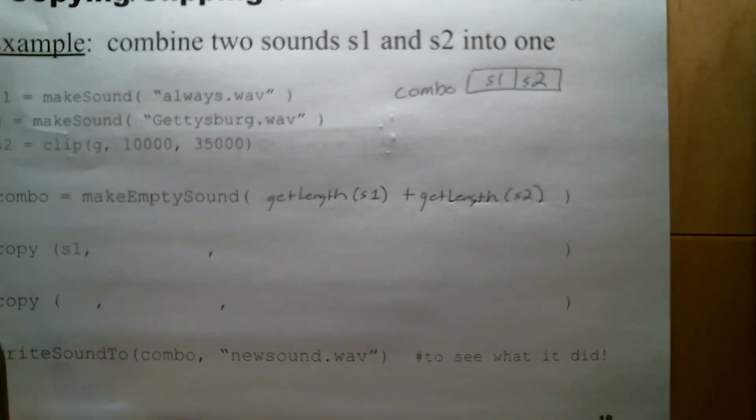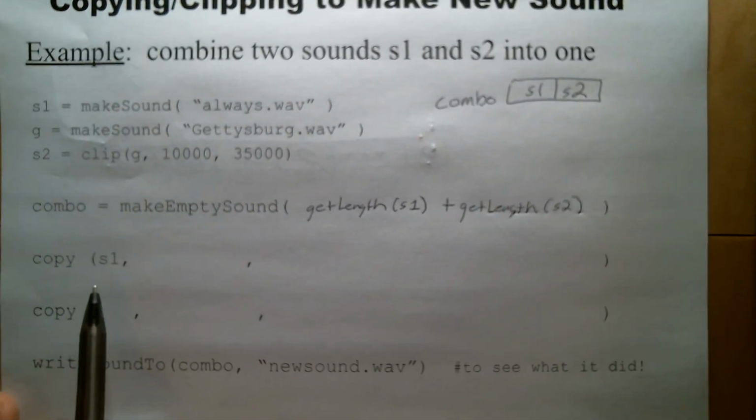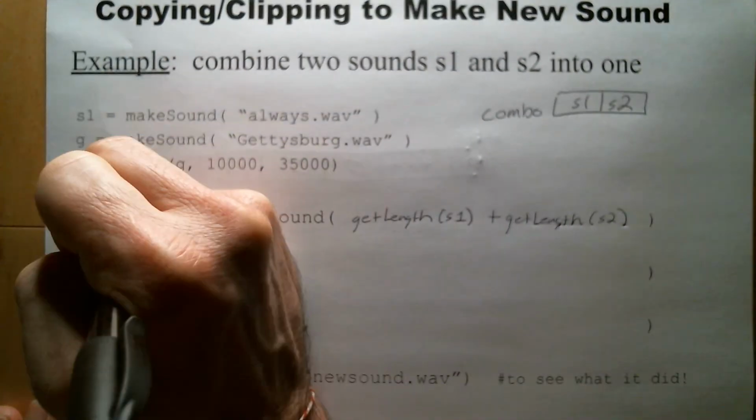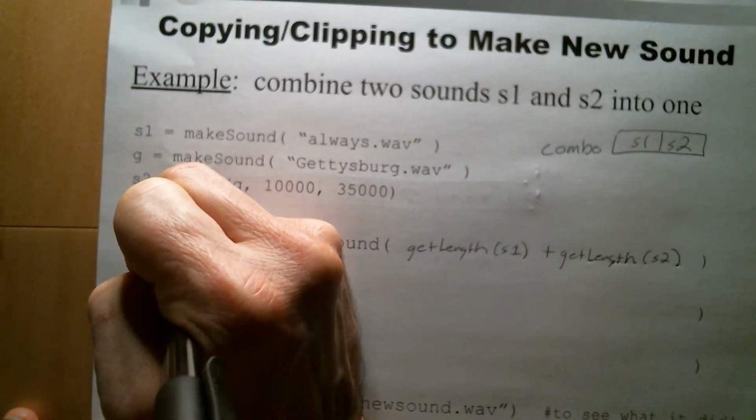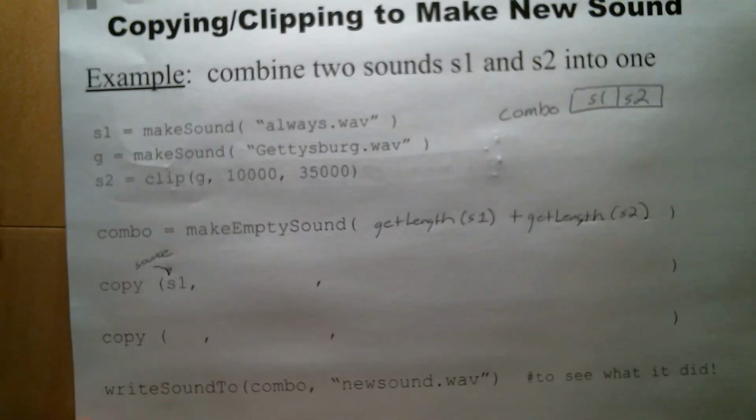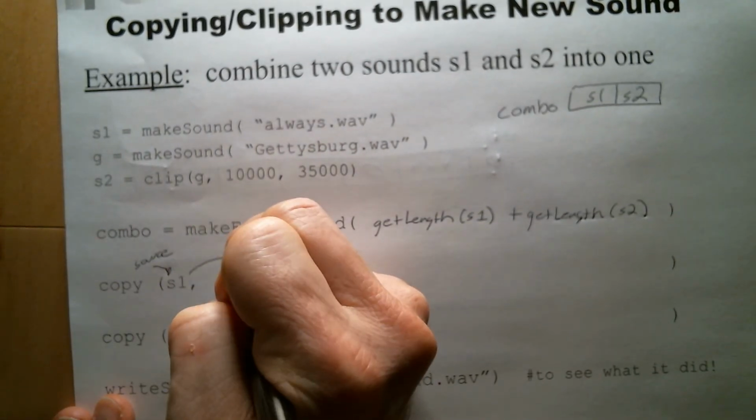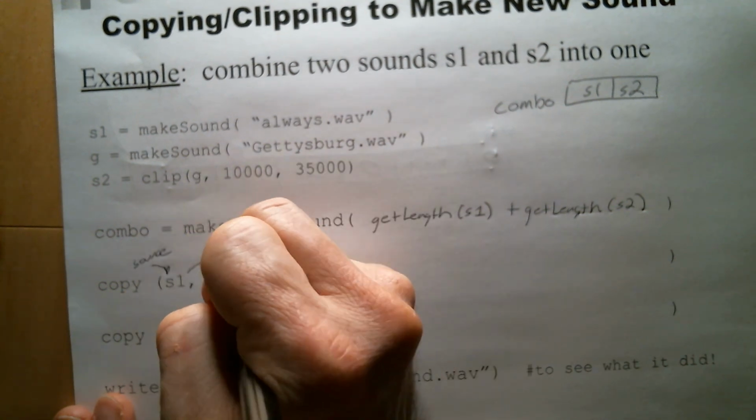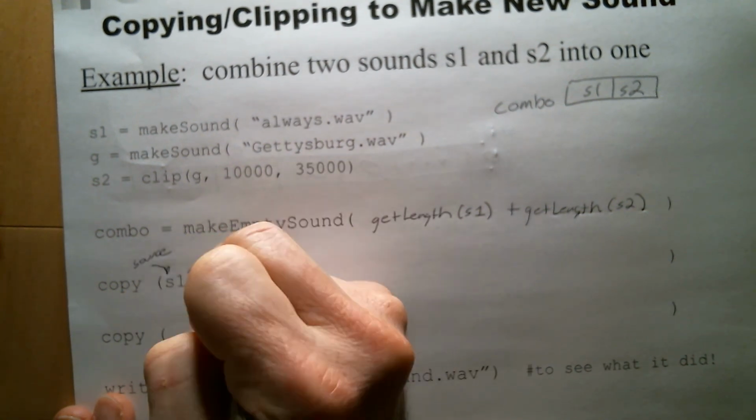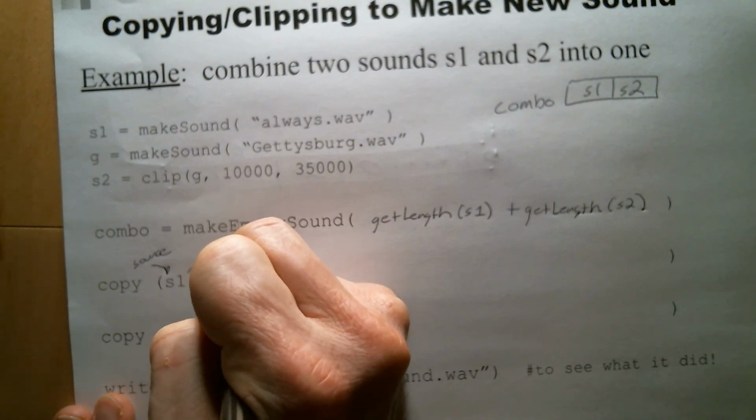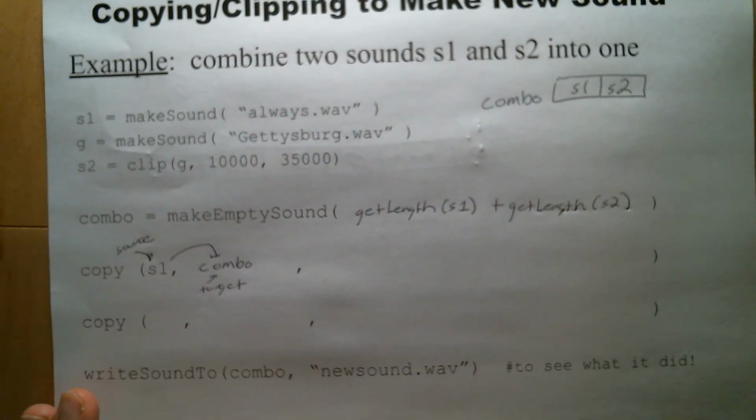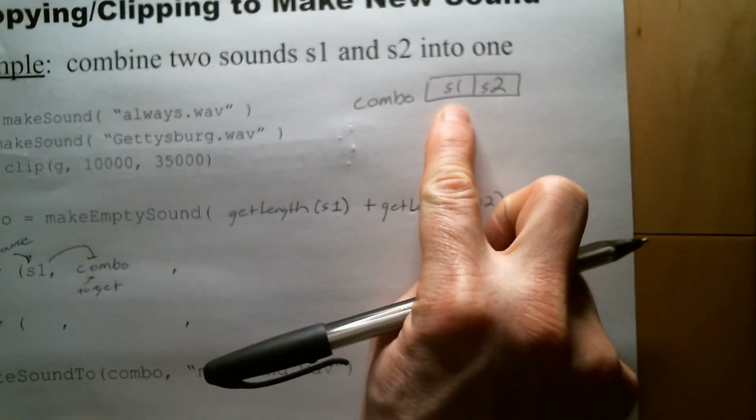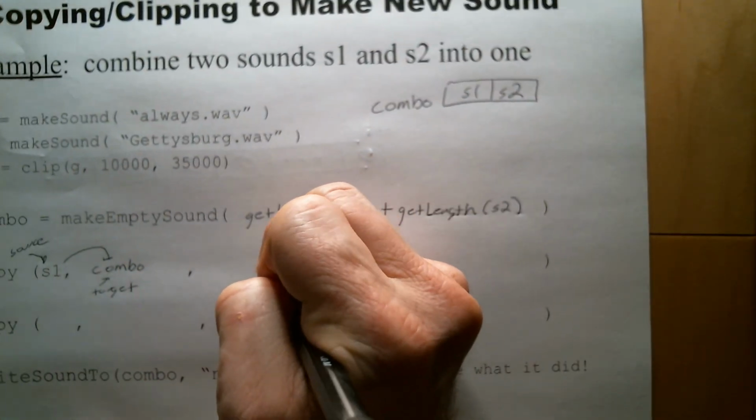Then we could say, all right, well, I'm going to copy in S1. All right, so again, when we're using copy, this first one is our source, and we want to copy it into our target file, or target sound, which for us is going to be combo. So again, this is our target. And then we have to specify where we want it to start. And if this is the first sound that we're putting in, we would just start it at 0.